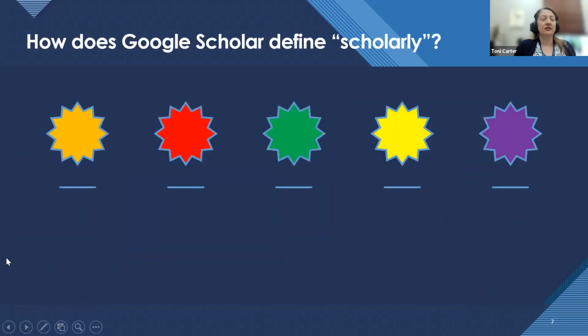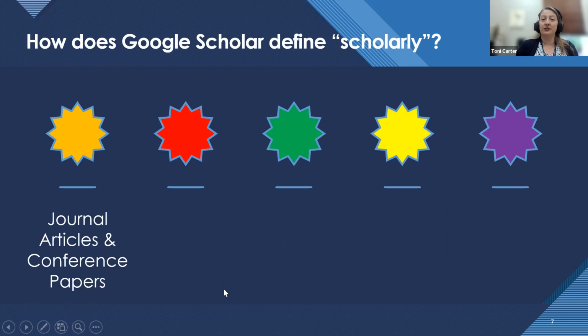So let's talk about, first off, how does Google Scholar define scholarly? And how do you define scholarly? Well, Google Scholar doesn't tell us their exact definition. They don't tell us their exact algorithm, or whatever it is they use to go out and find things. But these are the things that it pulls back, so this makes me feel like they consider these things scholarly.